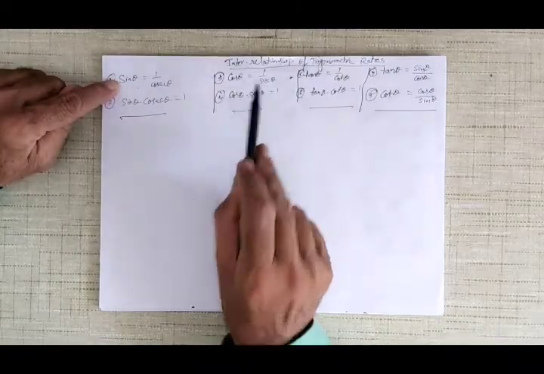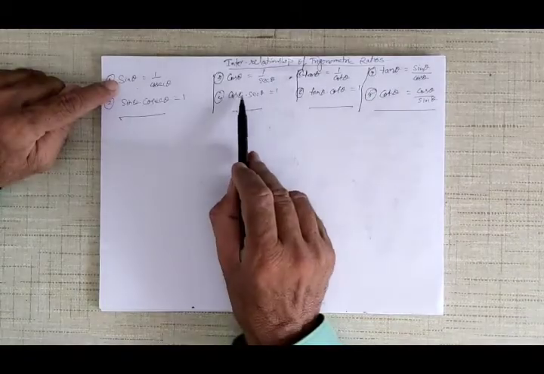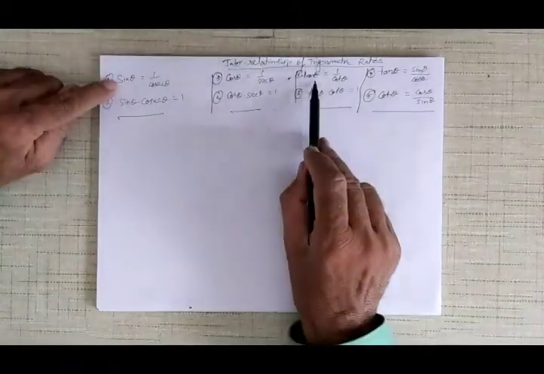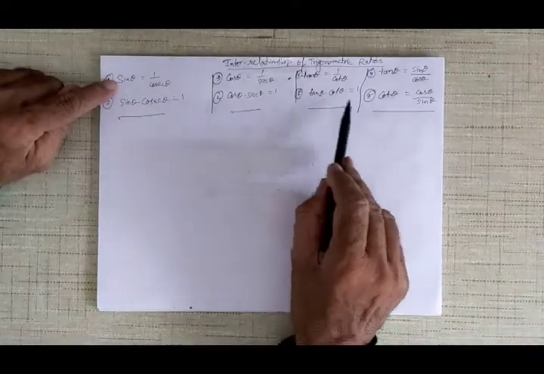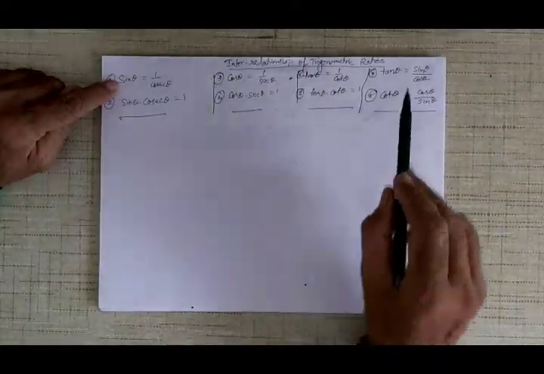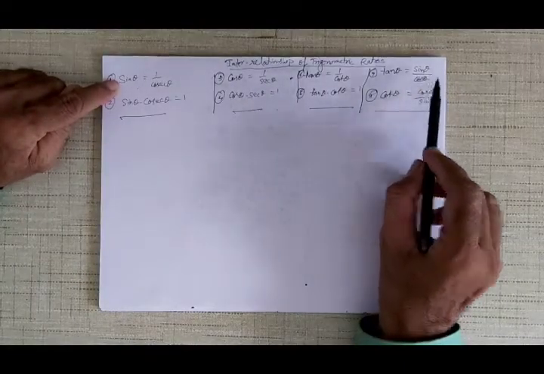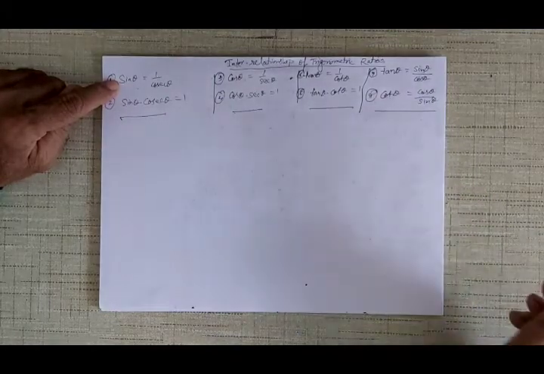Similarly, cos theta and sec theta are reciprocal of each other. So cos into sec will be equal to 1. Similarly, tan and cot are reciprocal. So tan into cot will be equal to 1. And finally, tan theta is sine theta upon cos theta and cot theta is cos theta upon sine theta.